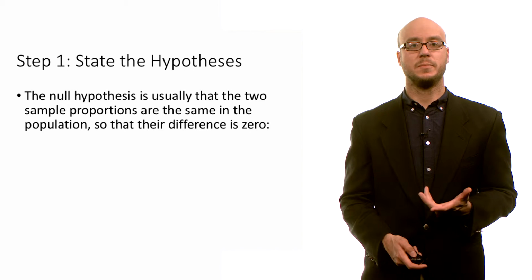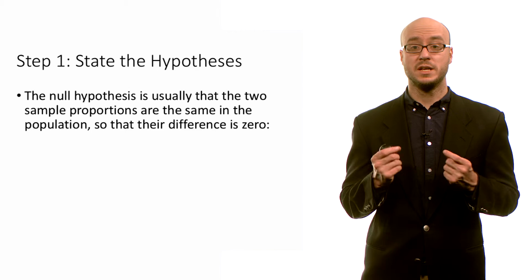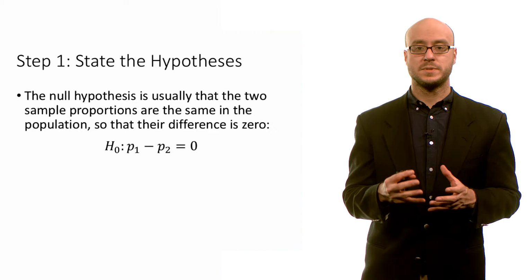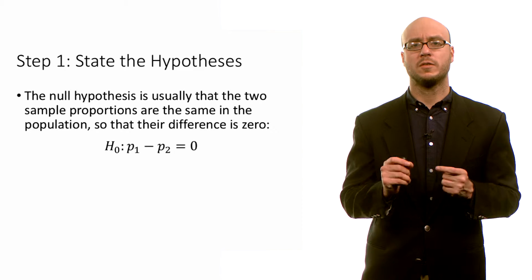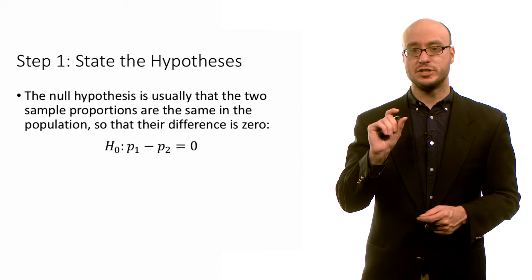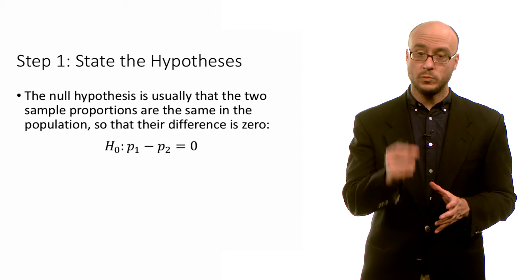Step 1, state the hypotheses. So the null is usually that the two sample proportions are the same in the population. So their difference is 0. For the purposes of this course, we're really going to focus on this null that in the population, if there's no difference between the groups, then P1 minus P2 will equal 0. So if the proportion in one population is 0.8 and the proportion in another population is 0.8, that difference is 0. There's no difference between those two population proportions.